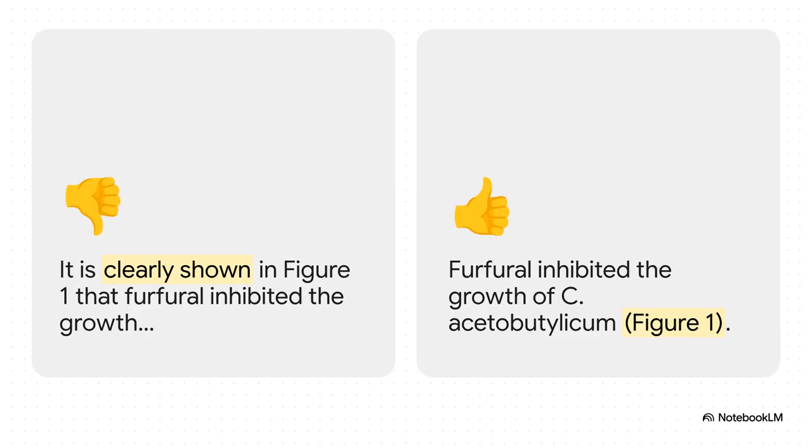Okay, simple rule here. Your findings are the star of the show. The figures and tables, they're the supporting cast. So don't write, "Figure 1 clearly shows it." Instead, just state the finding directly and then pop the figure citation in parentheses at the end. It keeps the focus where it belongs and makes your writing flow so much more smoothly.